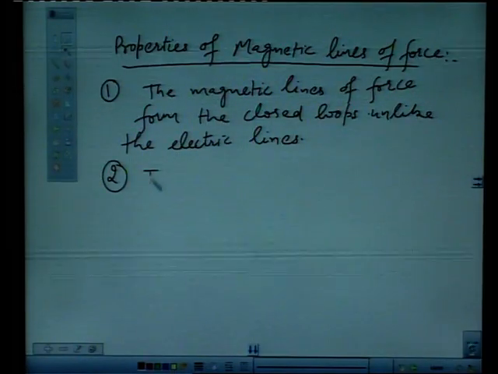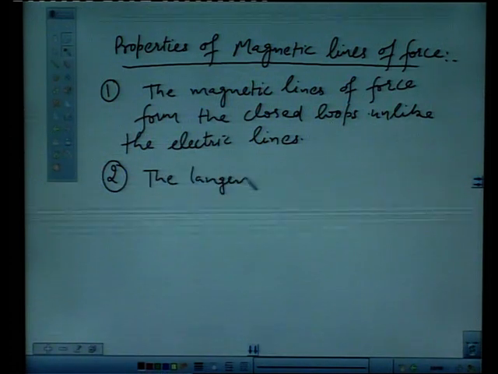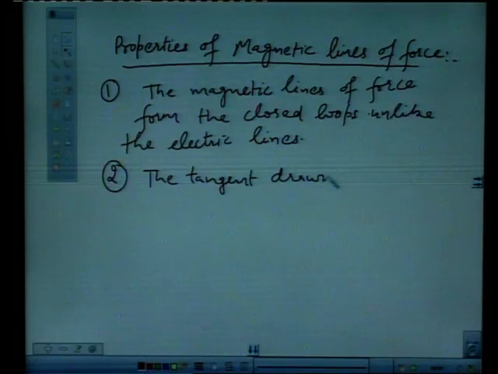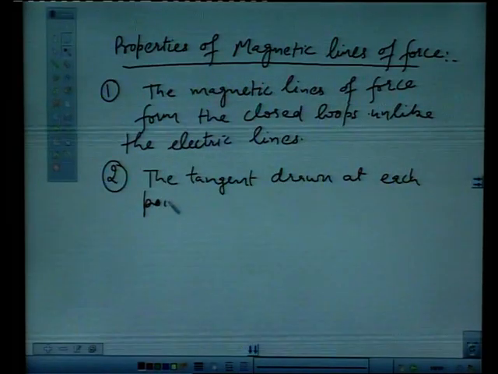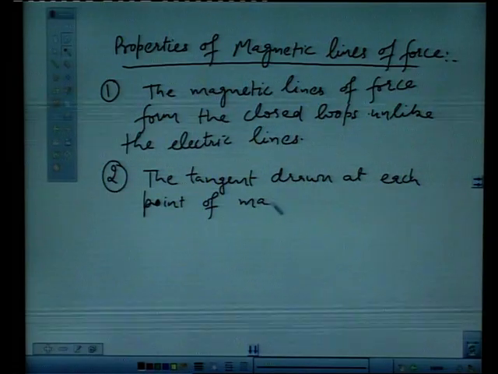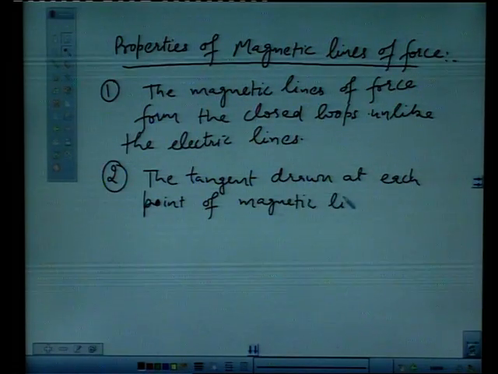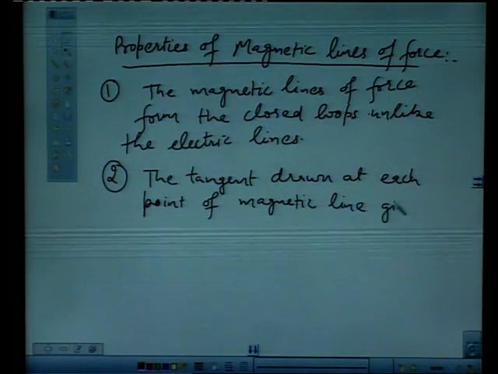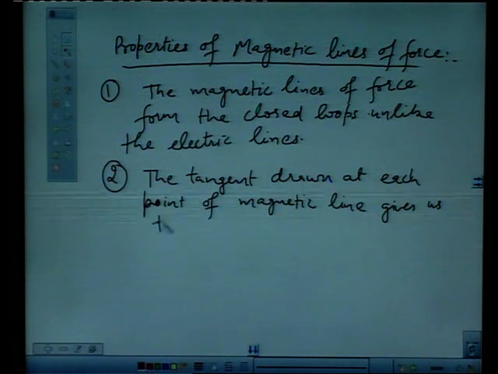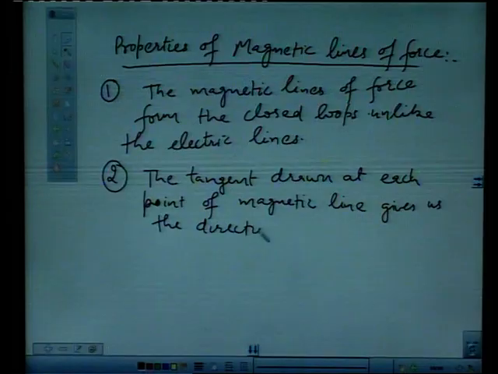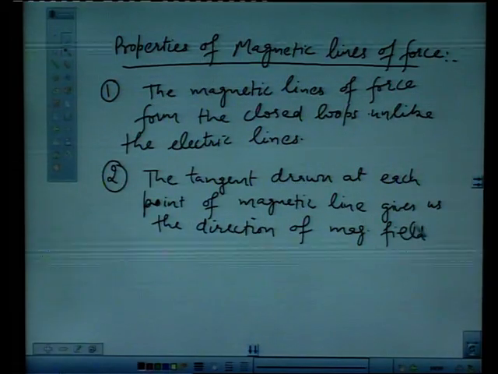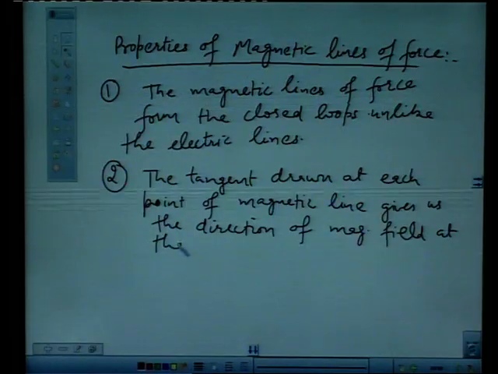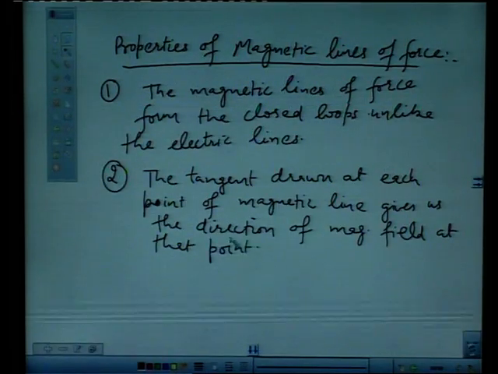The second is the tangent drawn at each point of magnetic line gives us the direction of magnetic field at that point. This is the second property.